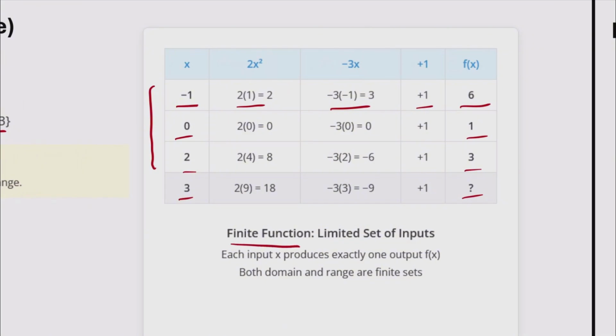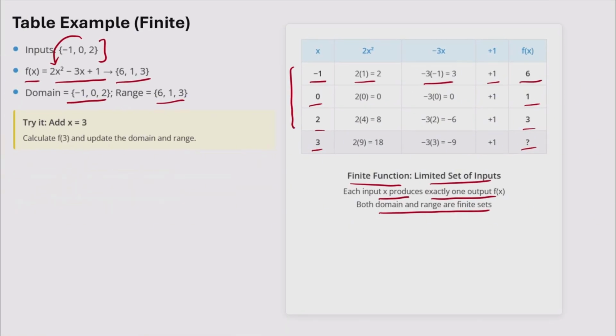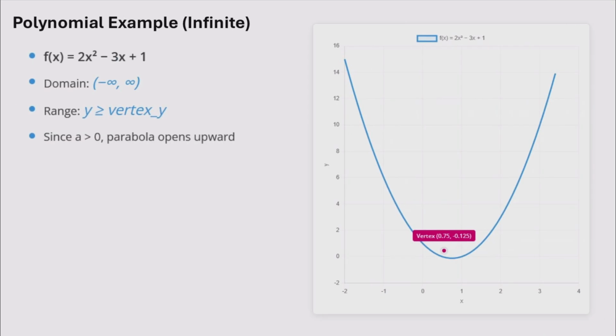We have a limited set of inputs, and each input is going to produce exactly one output, or f of x. That was the definition of a function. Both domain and range are finite sets. So let's look at a polynomial example. It means that here we have infinite numbers. Again, I have the same rule: f of x equals 2x squared subtracted by 3x plus 1.